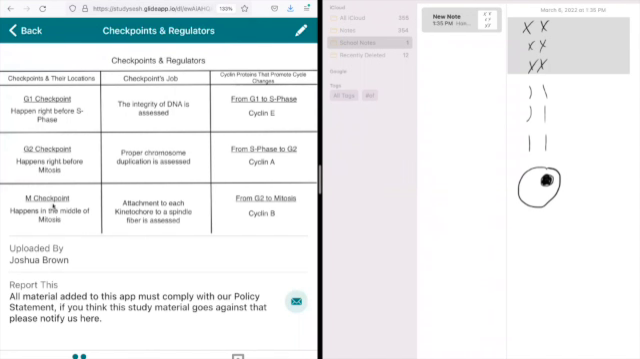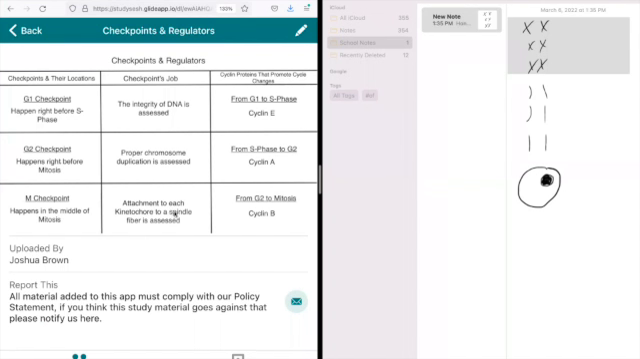And then, of course, you have the last checkpoint, which happens right in the middle of mitosis. I think on the diagram it had it right in between mitosis and cytokinesis, but that's not necessarily right. I want to say it's probably in between metaphase and anaphase. This is going to make sure that the attachment of each kinetochore to a spindle fiber is assessed.